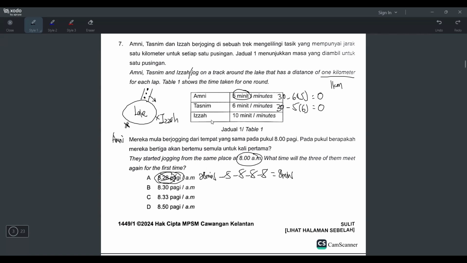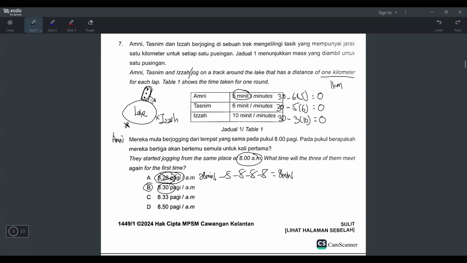Okay, last one is Iza. 30 minutes minus, okay, how many rounds can Iza complete at 8:30? I think 3, because 3 times 10 is 30, and then 30 minus 30 is 0. So as you can see, at 8:30 a.m., all 3 of them will be at the same location here. Okay, so the answer is B.